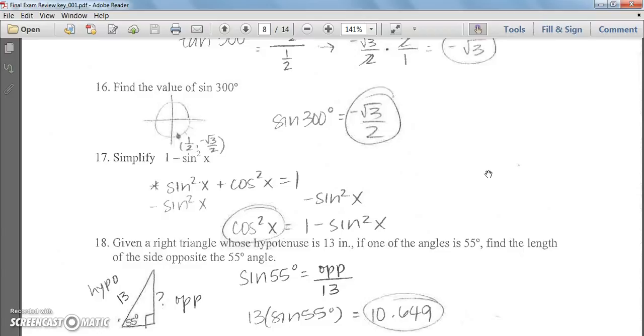1 minus sine squared of x. That is a wonderful Pythagorean identity. Sine squared plus cosine squared equals 1. So that would be cosine squared, because I can modify this identity there.